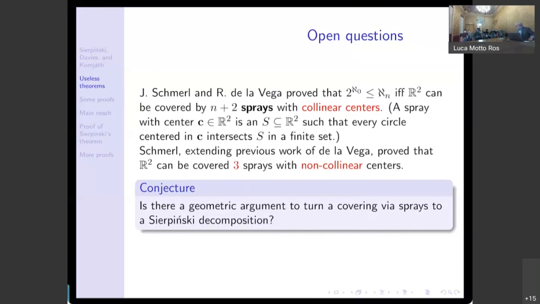And Schmer said, well, you don't have to take an equilateral triangle. You can take any real triangle. But if the triangle gets deformed up to three points, then there is no way you can do it by hand, because then you get yet another image. So this is not a conjecture, it should be a question. I don't have any conjecture for this question. Is there a geometric argument that turns a covering by sprays into a Sierpiński decomposition? I can do it for clouds and these kinds of things, but for these objects you have quadratic equations and I'm going to get that loss here.